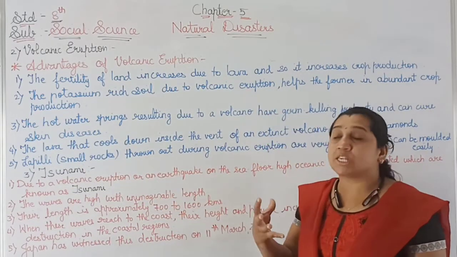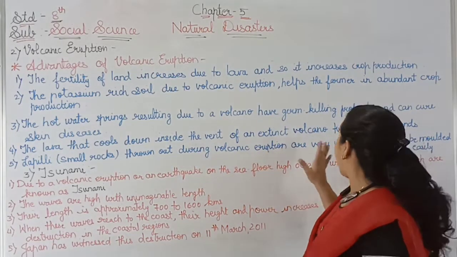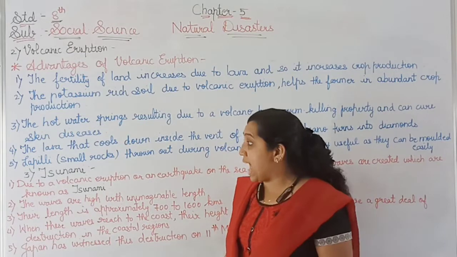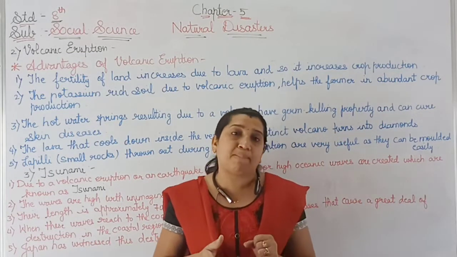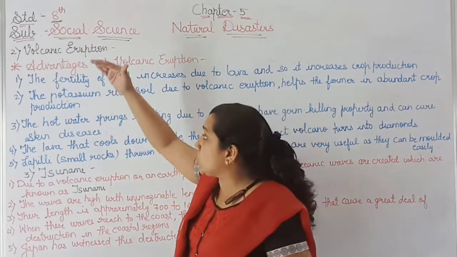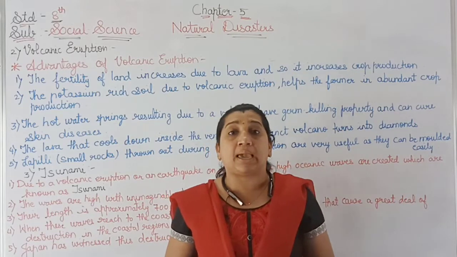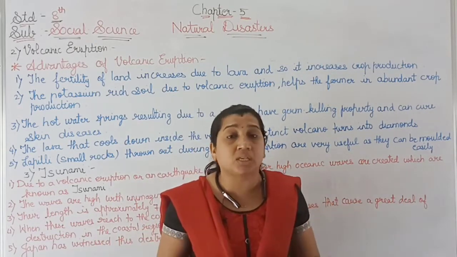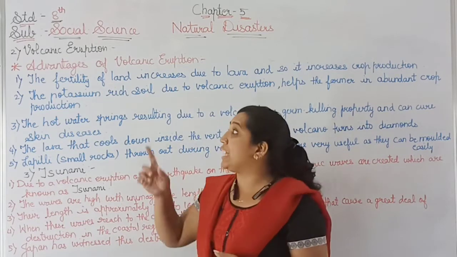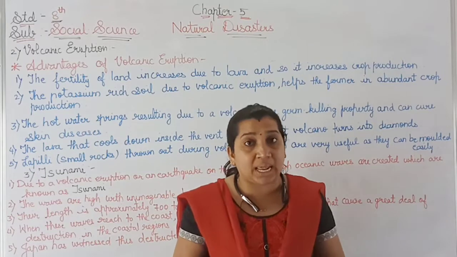Lapilli, which is known as the small rock thrown out during the volcanic eruption, is very useful as it is melted softly, and we can use that particular lapilli in many ways. So these are the advantages when the volcanic eruption is taking place. During that time there is great destruction in the surrounding area, but after it cools down, we have a lot of benefit from the volcanic eruption.